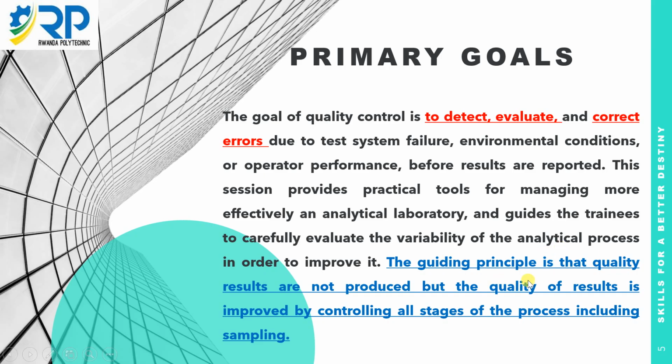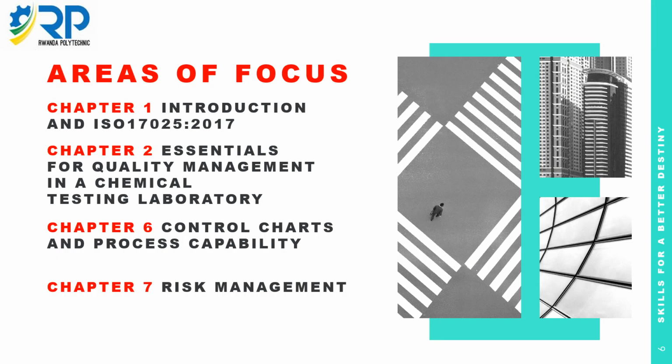The guiding principle is that quality results are not produced, but the quality of results is improved by controlling all stages of the process, including sampling. If you fail to collect your sample very well, it means your result will not be accurate and precise. Of course, it will not be close to the true value, and its replicability or reproducibility will be affected. It will deviate.